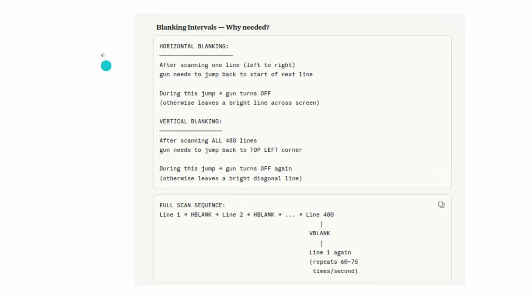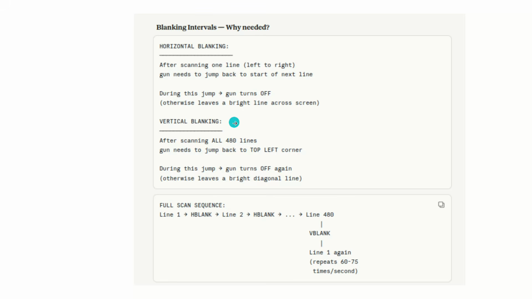Now we have to understand there is horizontal blanking and vertical blanking. You know, once one line is read, it has to go to the next line's starting position. After scanning one line, it has to jump to the start of the next line. So our gun would turn off and it will show this horizontal blanking, otherwise it leaves a bright line across the screen.